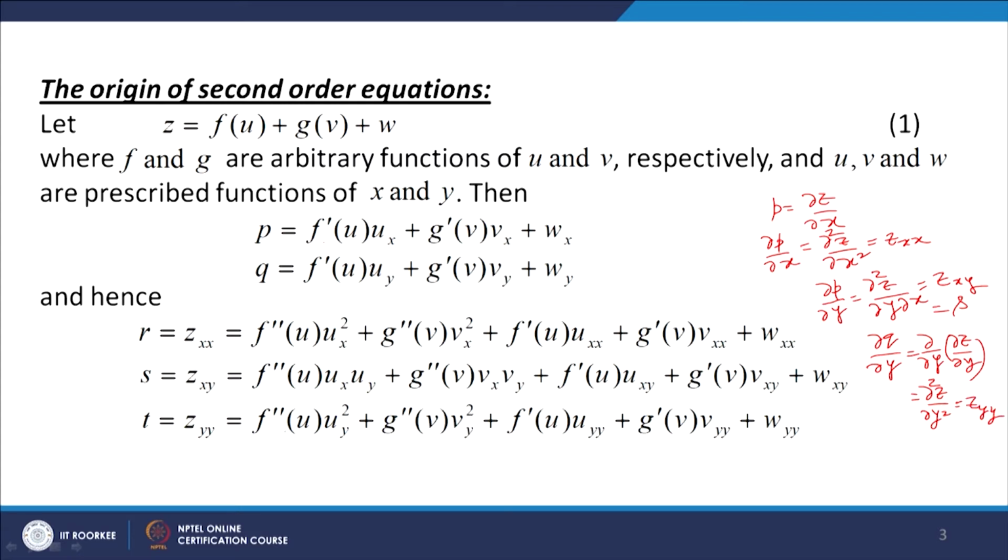So we get zyy equal to f double dash u into uy square, g double dash v into vy square, and then f dash u into uyy, g dash v into vyy and wyy. So this is how we get the values of r, s and t. Here we are assuming that zxy is equal to zyx, that is the order of differentiation can be interchanged.